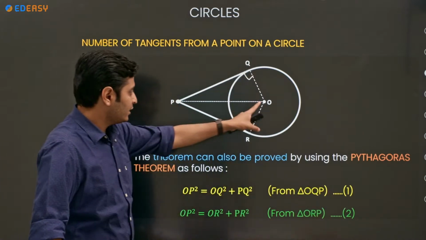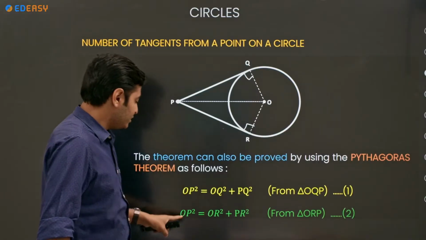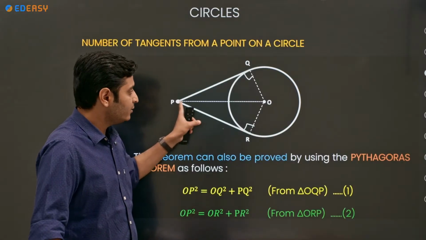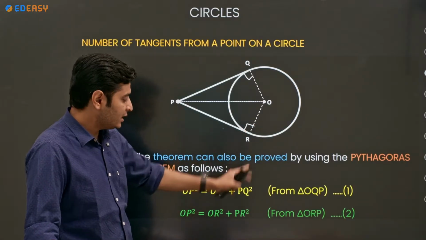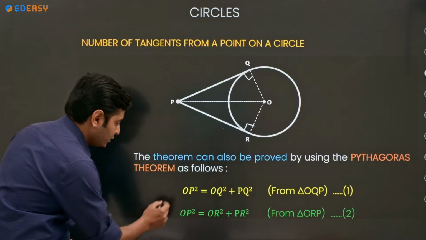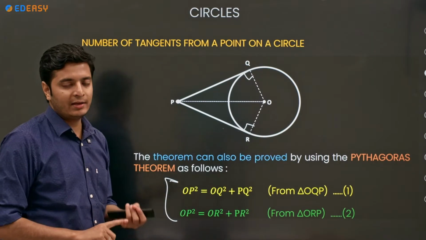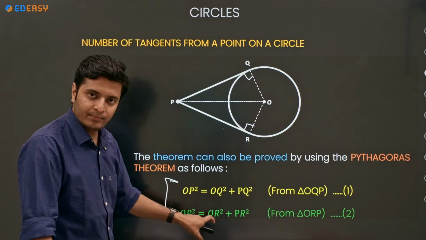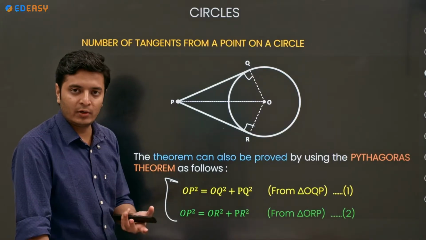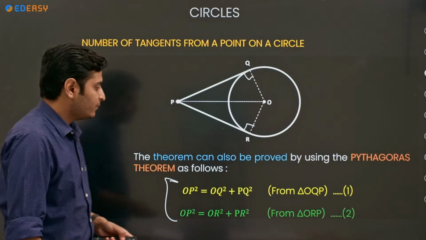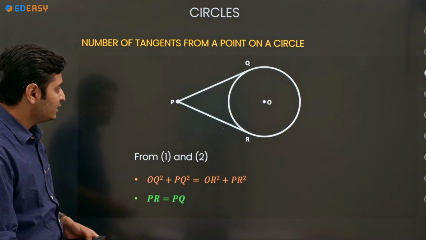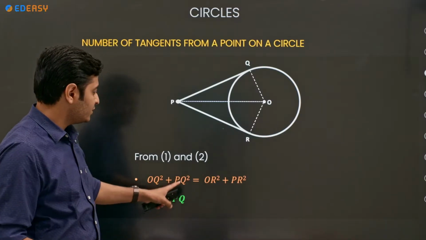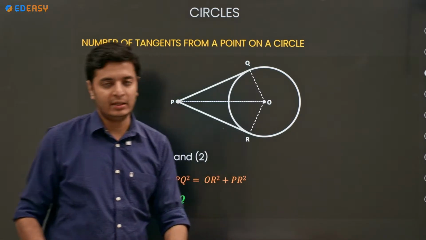Then in the second triangle PRO, OP square, again hypotenuse, is equal to OR square plus PR square, correct? Now as you can see, both the equations have OP square on the left side, correct? So it means we can equate them because they are values of the same quantity. So from equations 1 and 2, we can see that OQ square plus PQ square is equal to OR square plus PR square.